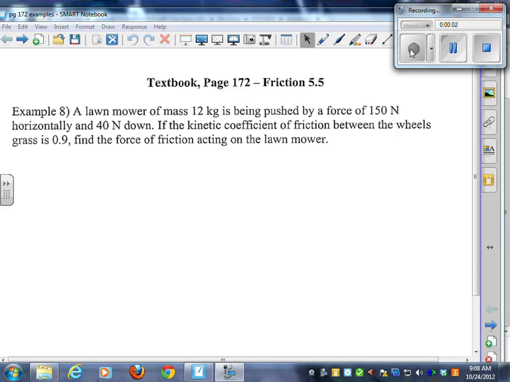So we're going to look at some problems from the book here. If you have your textbook, you can join me on page 172. If you don't, well, you can just follow along up on the screen and with the handout that I've given you.